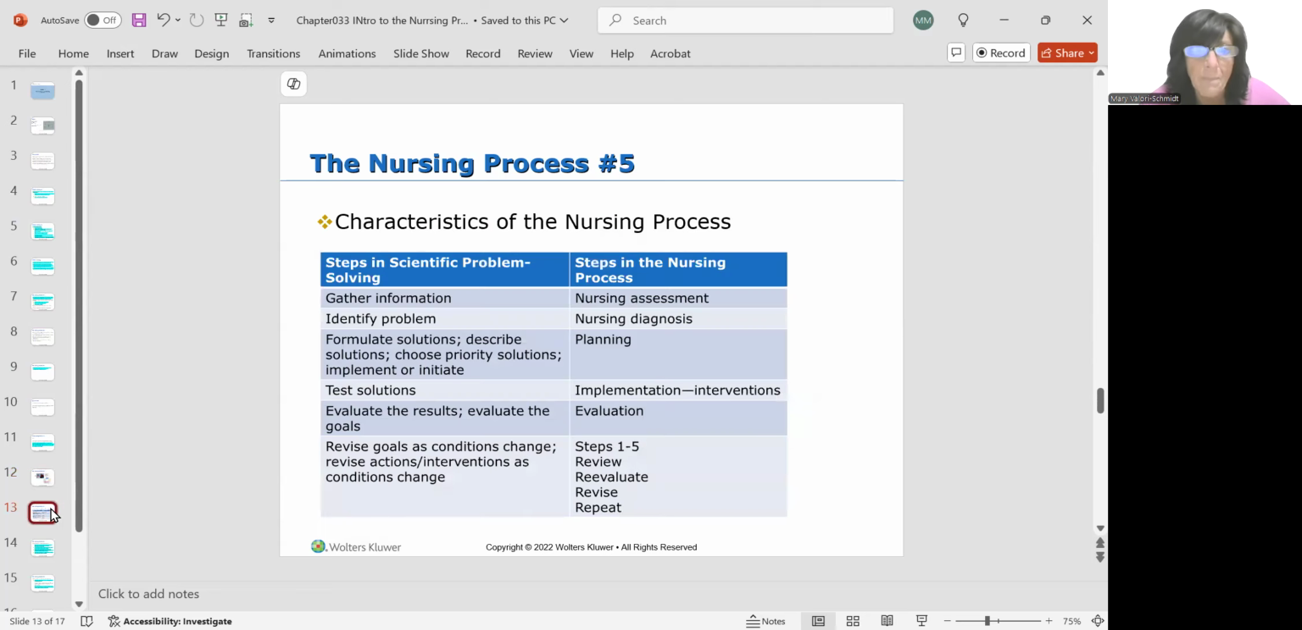Are we successful? So this is a great little table. The scientific problem solving steps versus the nursing process. So gathering information, well, that's your nursing assessment. Identifying a problem, that's your nursing diagnosis. Formulating solutions, coming up with solutions that are the best ones, that's your planning. Testing the solutions, implementation, implementing the interventions. Evaluate the results, well, you're going to evaluate. And then revise as needed. There you go. So they are kind of one and the same.